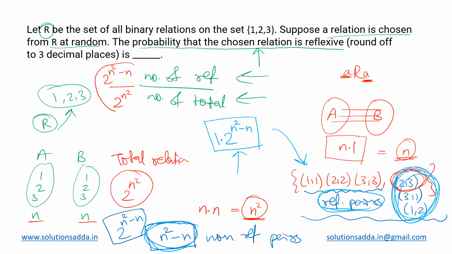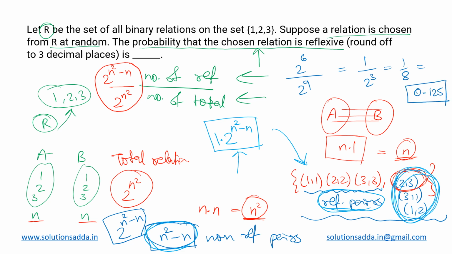So these are the general values which you can also use in other questions. So now for this one, the value of n was 3. So let us substitute that and find the answer. The number of reflexive relations is 2 to the power 3 squared minus 3, which means 9 minus 3, 6. And the number of total relations is 2 to the power 3 squared, that is 2 to the power 9. So this is 1 by 2 cube or 1 by 8 or 0.125. So this is what gives us the probability for a chosen relation to be reflexive. That is the answer.